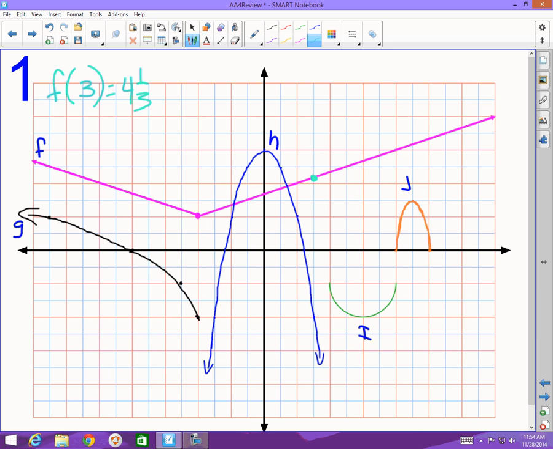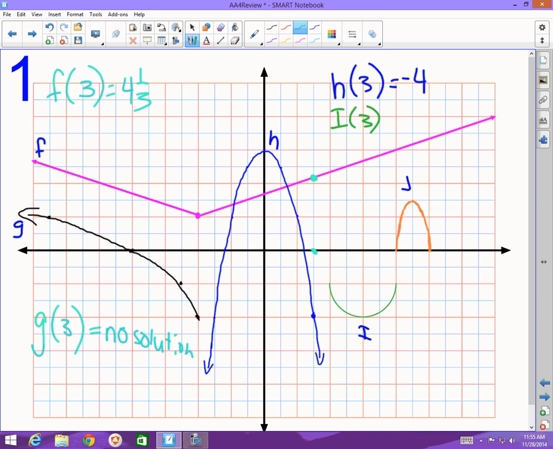If the question were, what is g of 3? Well, here's 3. The g function is this black one, and so that would be no solution, because this function never goes over there. If you were looking at what's h of 3, well, h of 3 would be that coordinate right there, which would be a negative 4. And if we said, what's I of 3?